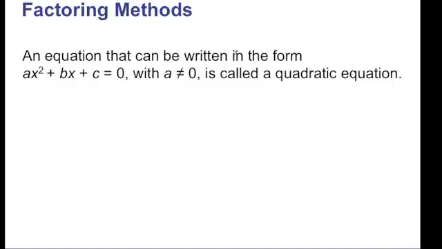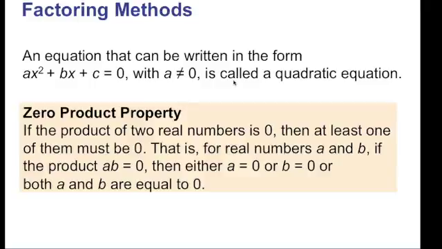An equation that can be written in the form ax squared plus bx plus c equals 0, where a is not equal to 0, is called a quadratic equation, as we know. And we'll use the zero product property. If the product of two real numbers is 0, at least one of the numbers must be 0. For two real numbers a and b, if the product a times b equals 0, then either a equals 0, b equals 0, or they both equal 0. That's the only way you can get 0 as a product.